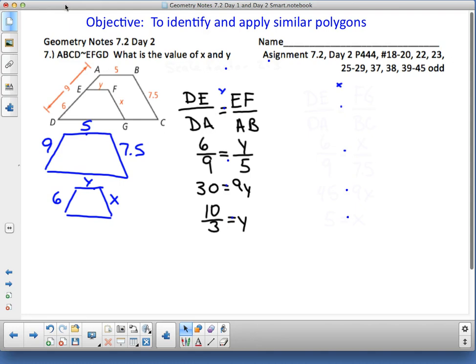I would like you to use, remember, you have a nice clean ratio of 9 to 6 or 6 to 9. I don't care how you set it up. But set up your other side appropriately to solve for x. Go ahead. It's very similar.